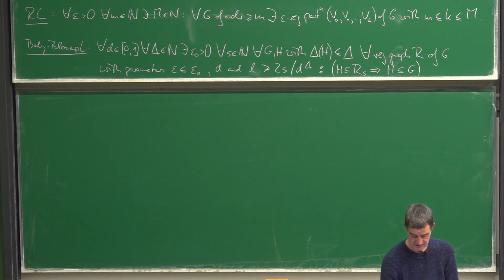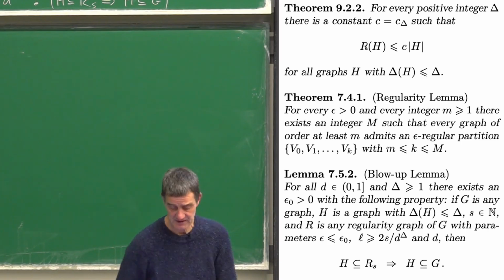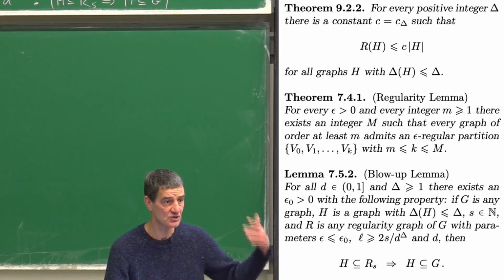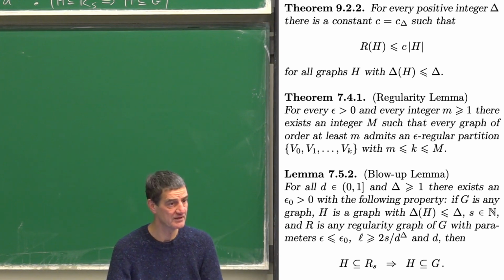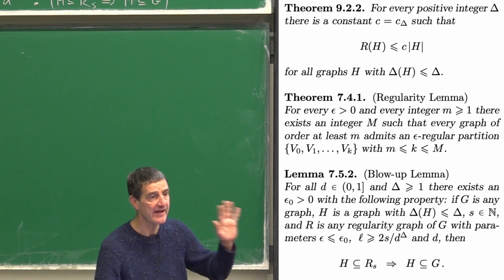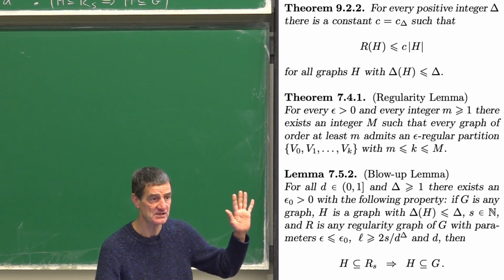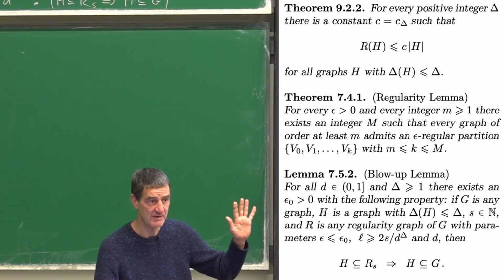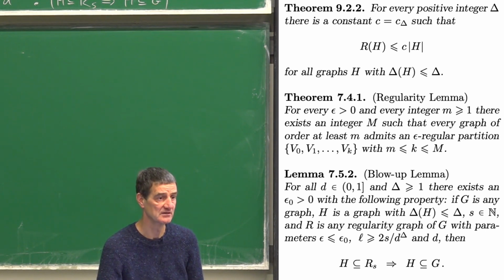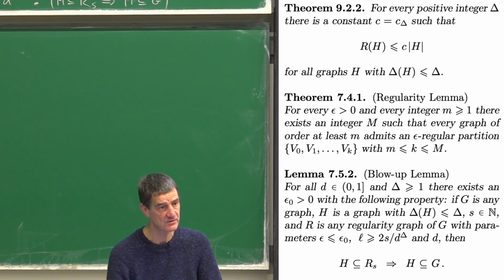for graphs of bounded degree, and here's the theorem. All right, for every big delta, there exists a constant c, that is going to be the slope of our linear function. There's a constant c, little c, such that the Ramsey number of any graph H of max degree at most delta, this Ramsey number is at most constant times its order, the order of H. The proof I'm going to show you is one of the earliest applications of the regularity lemma.